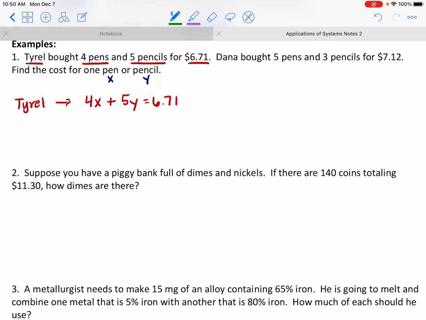Now we're also told some information about Dana. So let's write an equation for Dana. It says that Dana bought 5 pens, that would be 5 x's, and she bought 3 pencils, 3 y's, and that was a total of $7.12 for her. And there it is. We've got a system. We've got 2 variables, we've got 2 equations to solve for those 2 variables, and now we just got to choose what method we want to solve.